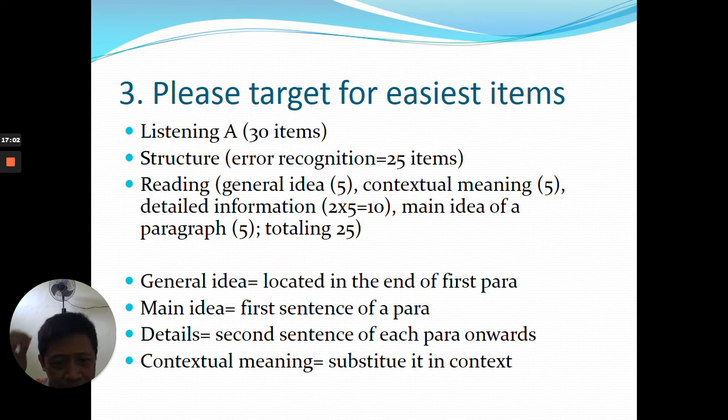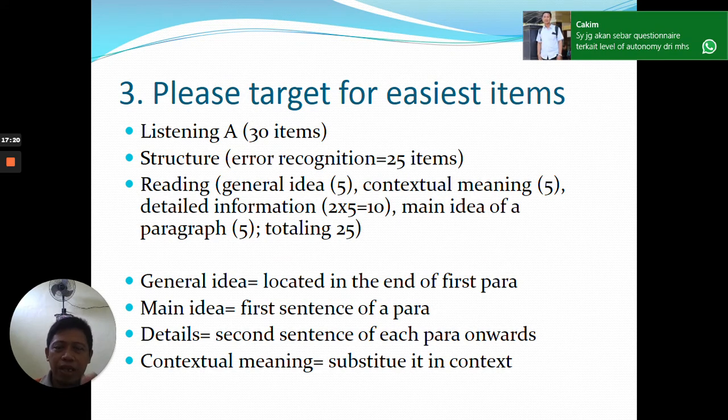Contextual meaning. Context substitution. Usually, if you are given expressions in a sentence, you need to be able to find the substitutes for that expression. Then if you put it in that sentence, the meaning remains the same.